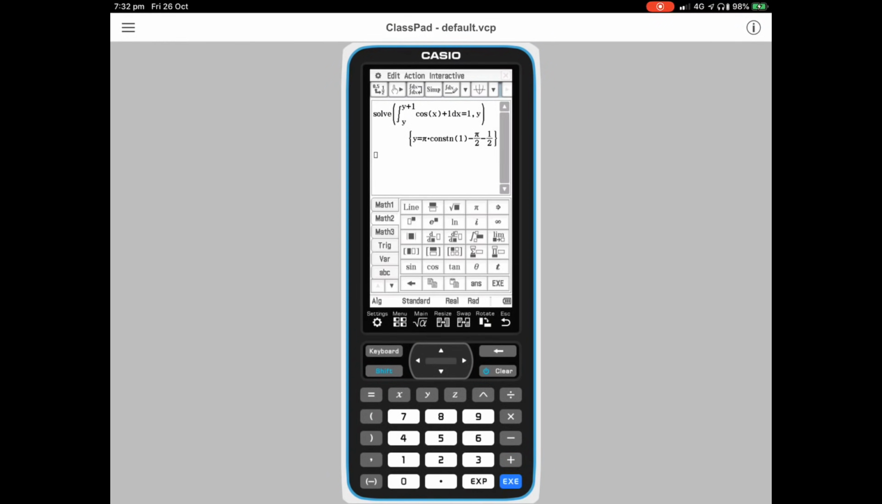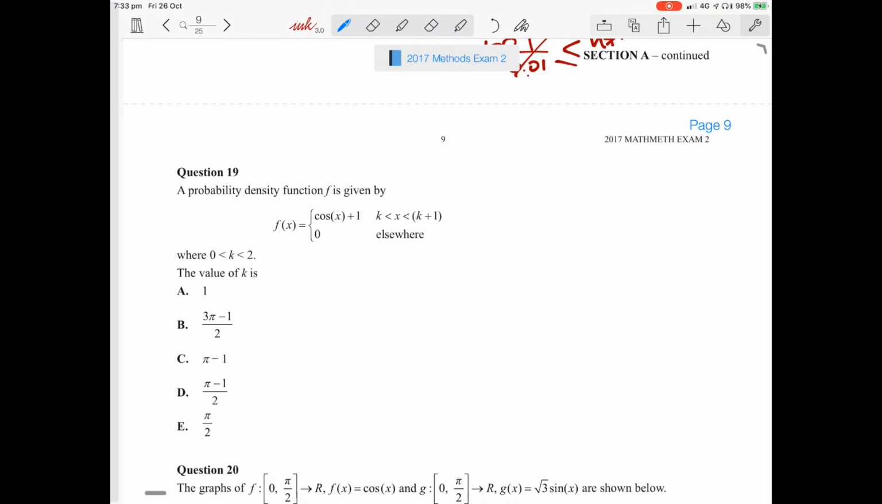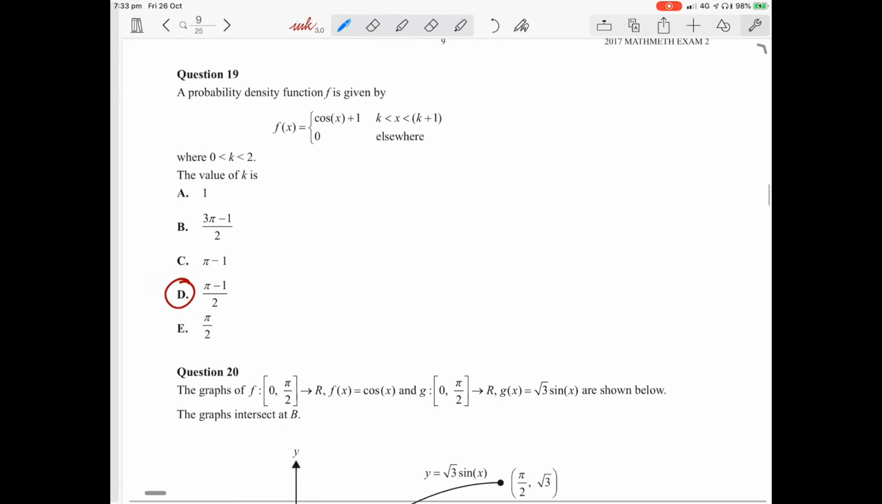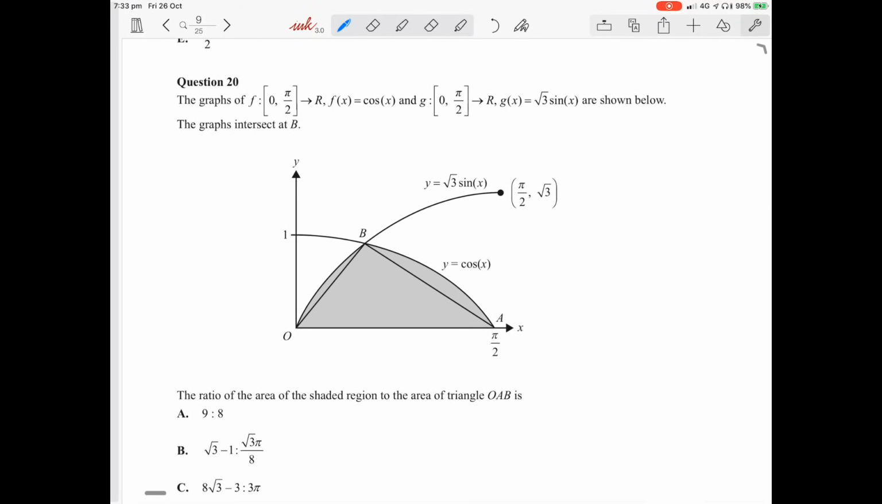So we say given 0 is less than y, okay, pi on 2 minus a half, which is D. Don't forget to put your restraints in so that you can solve it easily.